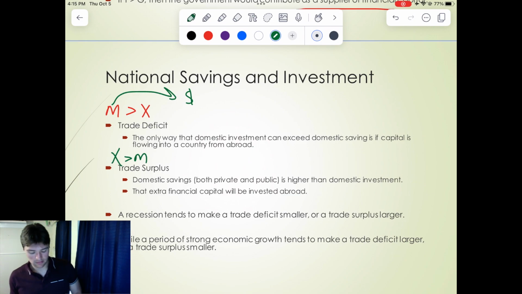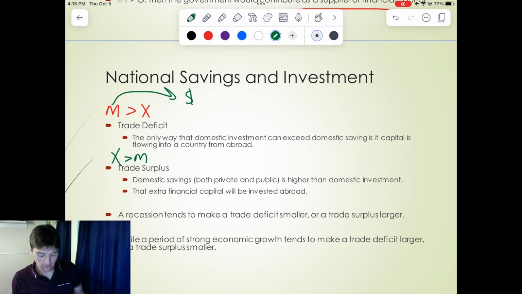A recession tends to make a trade deficit smaller or a trade surplus larger. Basically, what's happening here is that when you have a recession, usually your prices will go down. And if your prices are down, what do people want to do? They want to buy at the cheaper price. So sure enough, prices go down, everybody starts buying your stuff. So if everybody starts buying your stuff, this is going to be an increase in your exports. So this will increase the trade surplus.